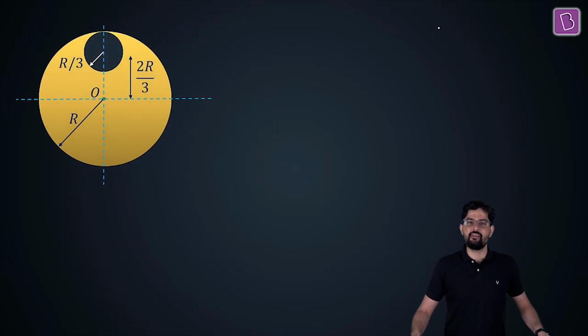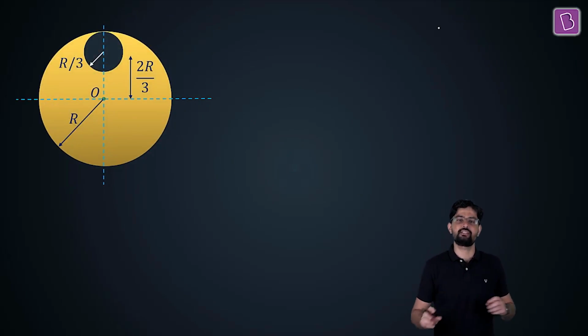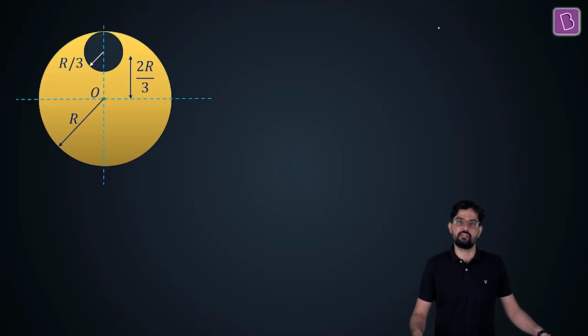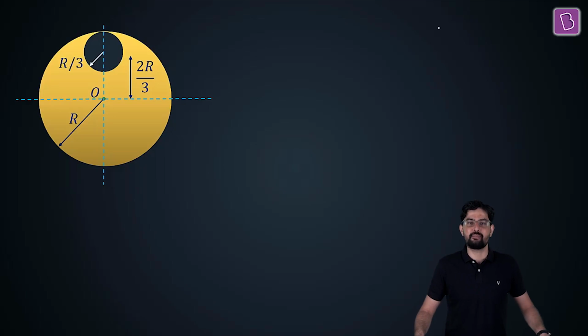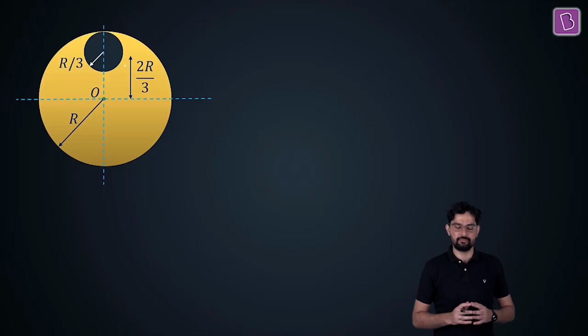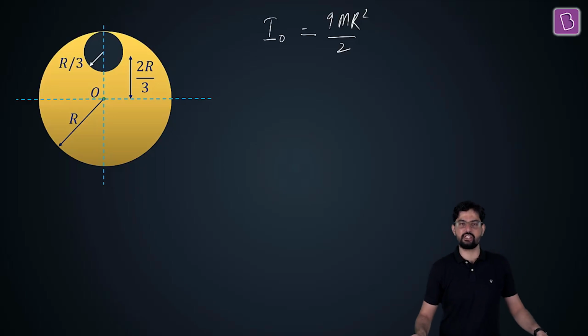Well, the drill is that we will find out the moment of inertia of the whole disk, and then we will subtract the moment of inertia of the removed portion. But remember that the axis of rotation should remain the same, which is perpendicular to the plane and passing through the point O. Okay? So the moment of inertia of the whole disk without the portion removed is 9mr square by 2, right? So this is the moment of inertia of the whole disk about the axis of rotation.